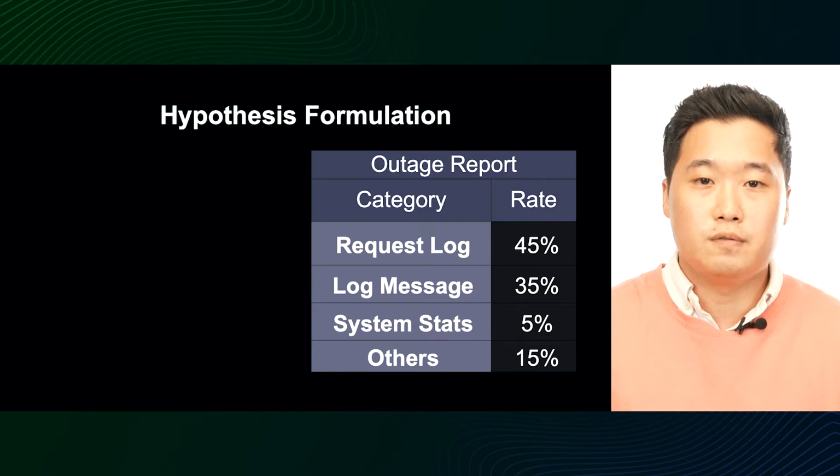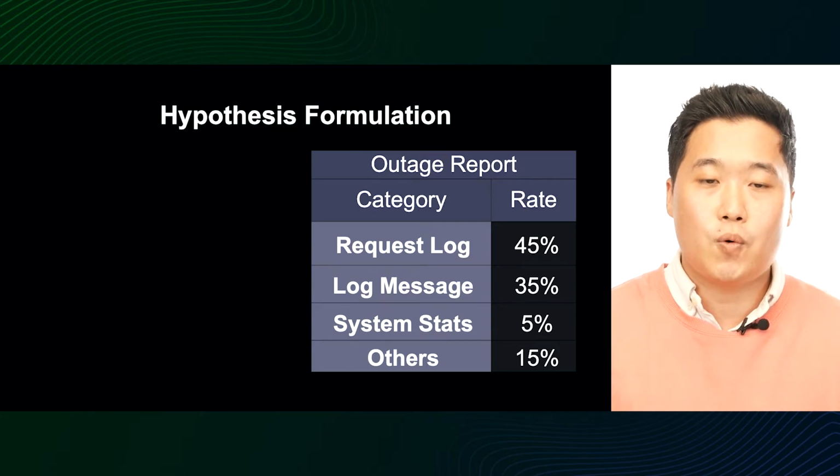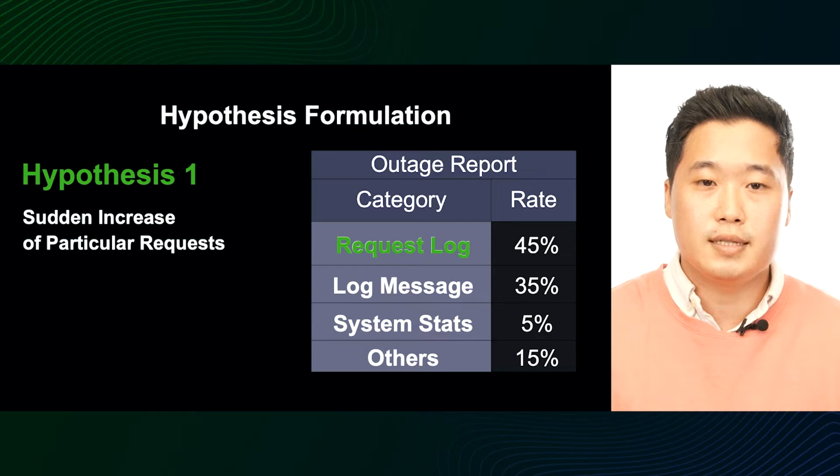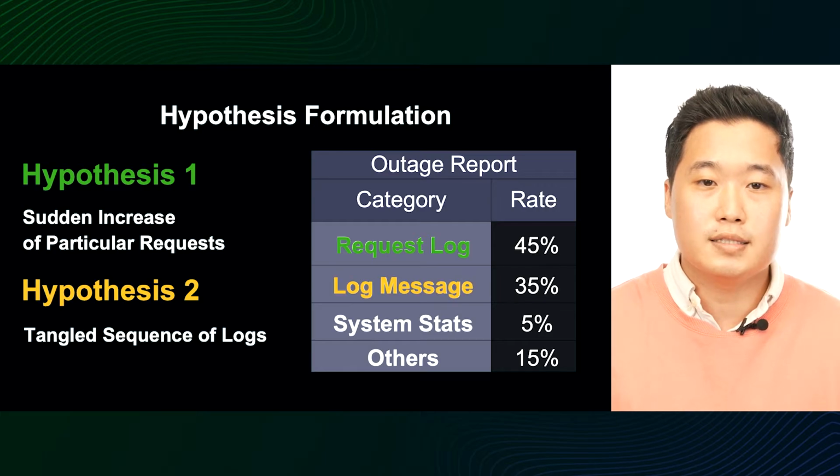We investigated the history of outages to formulate hypotheses. About 45% of errors were shown when there was some kind of change in the requests, such as an increase in the request count or response time. Secondly, changes in the log message flow accounted for 35% of errors. Other errors were related to system statistics, such as garbage collection and heap memory. Based on this investigation, we came up with two hypotheses. First, a sudden increase in a particular API request indicates an early signal of an outage. Second, a tangled sequence of logs can be an omen of an outage. Based on these two hypotheses, we started to select machine learning models.